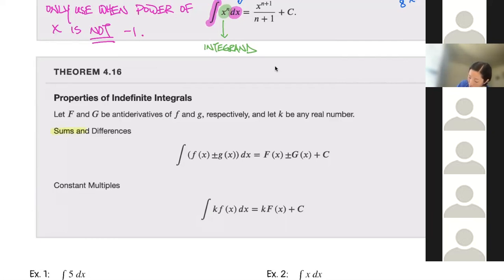All right, so sums and differences. If we have plus or minus something, we can just take the integral of each part and then add them together. And then this one is actually incredibly useful, which is when we have a constant multiple. Here k stands for a constant. I can go ahead and factor out that constant and then take the antiderivative.